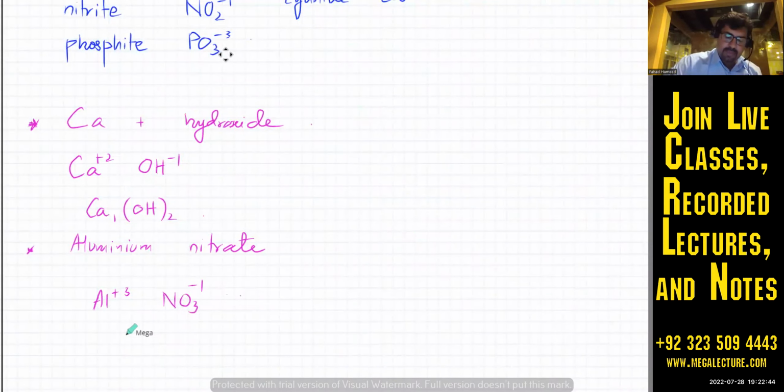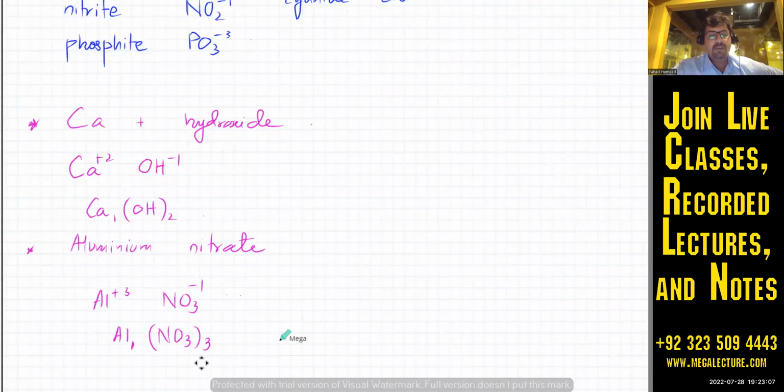Do crisscross now. So how many aluminiums? There's going to be 1 aluminium. And how many NO3s will you have? You'll have 3 of them. Remember, don't change the formula, you can just change the quantity. If you're going to have 2 of them, put NO3 in brackets and make it 2. So you'll have one aluminium and 3 NO3s.